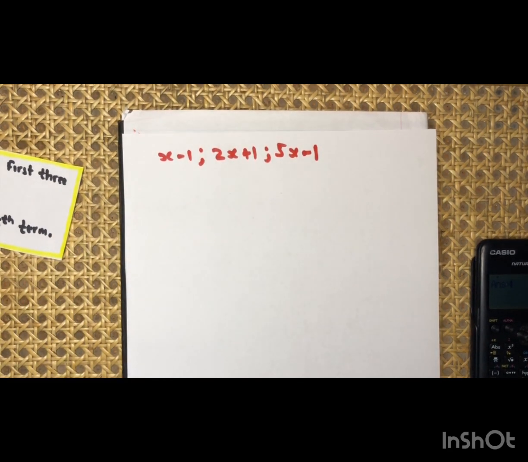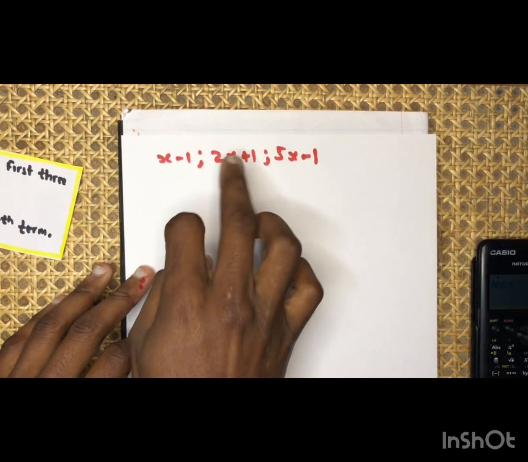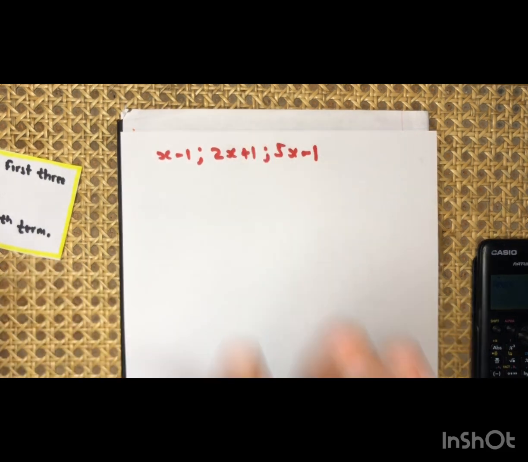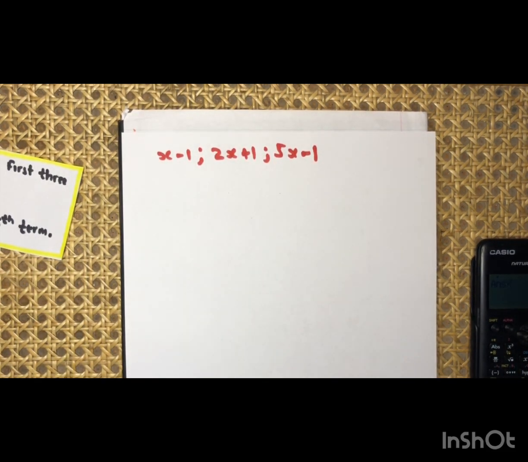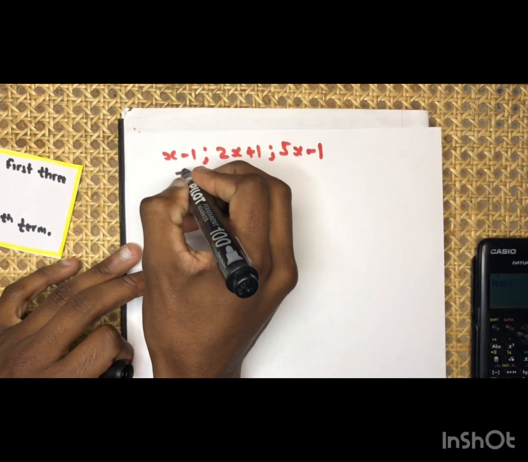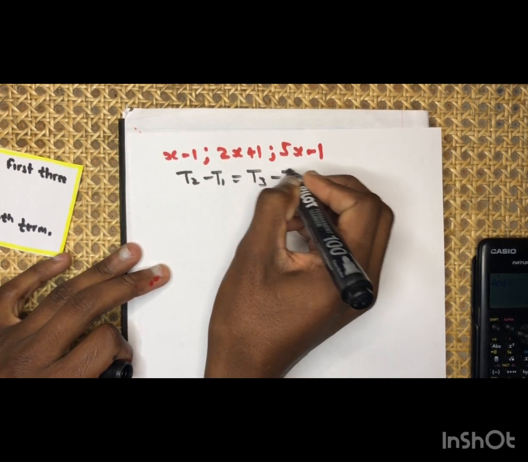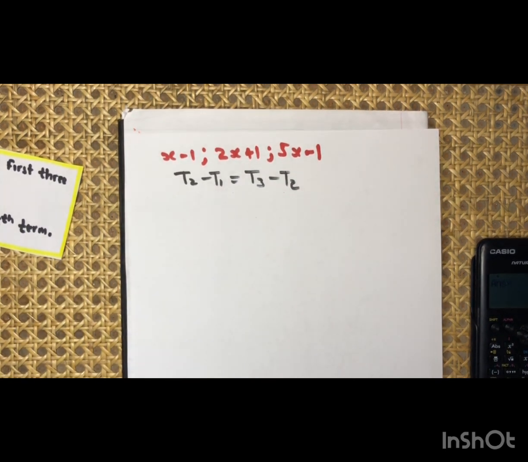Okay, these are the first three terms of an arithmetic sequence. What do I know about an arithmetic sequence? I know that it has a constant first difference, so it has only one difference. So t2 minus t1 must be equal to t3 minus t2. That's what I know.